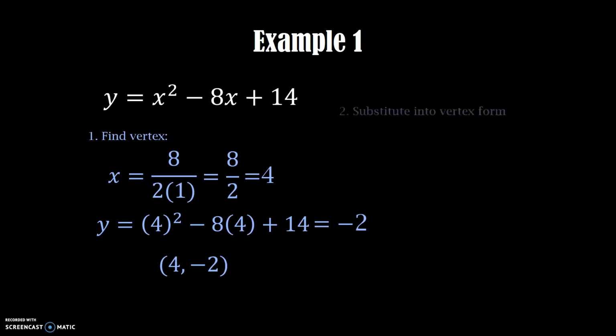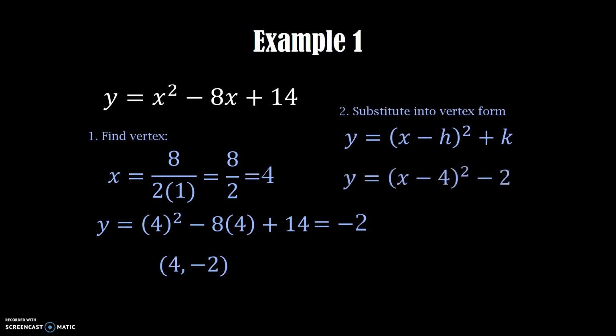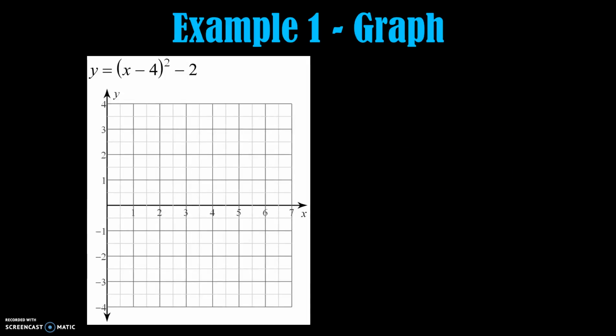Well, now we're ready to substitute into the vertex form. And the vertex form has h being a liar, so the x value is 4, so now it's going to become a negative 4. K tells the truth, since it's a negative 2, it's going to be written as a minus 2. Now let's further take a look at the graph of this equation.